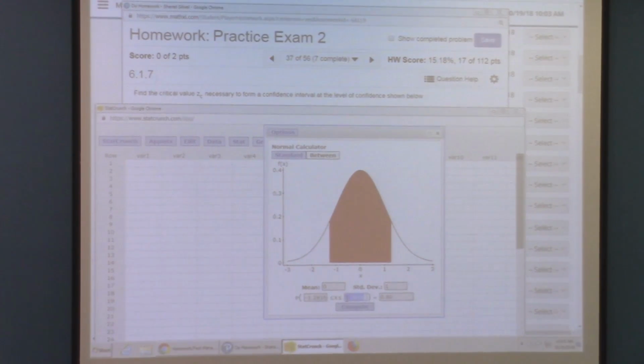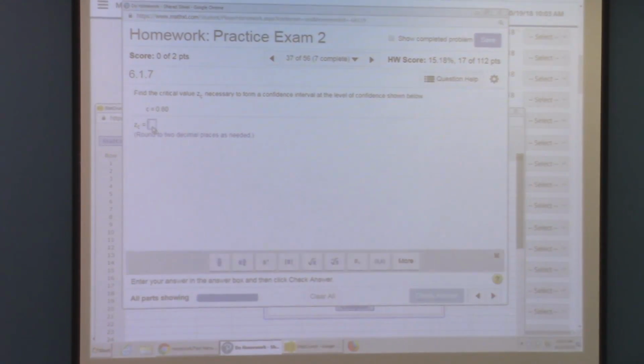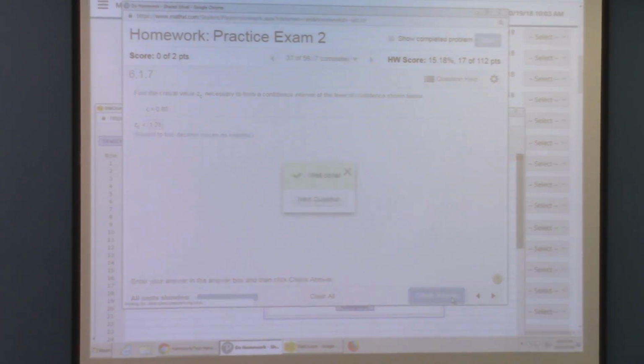And you said you only use the positive? Yes. Round to 2 decimal places, 1.28. So that's how you find the critical value. And critical values are important because that's how you find confidence interval.